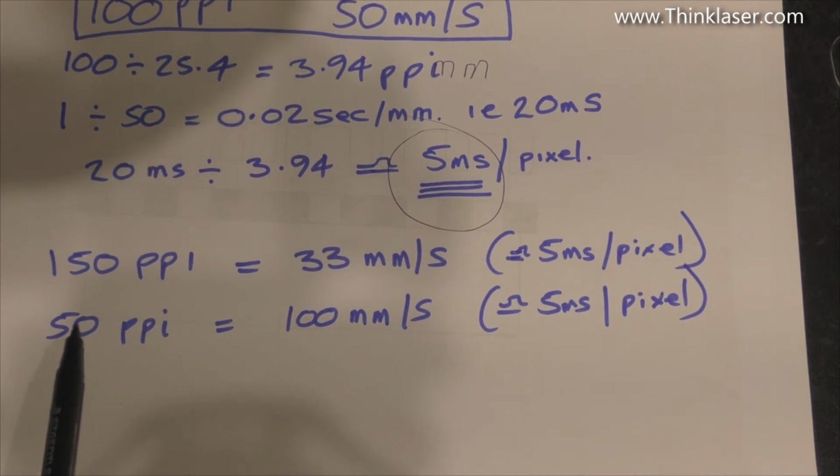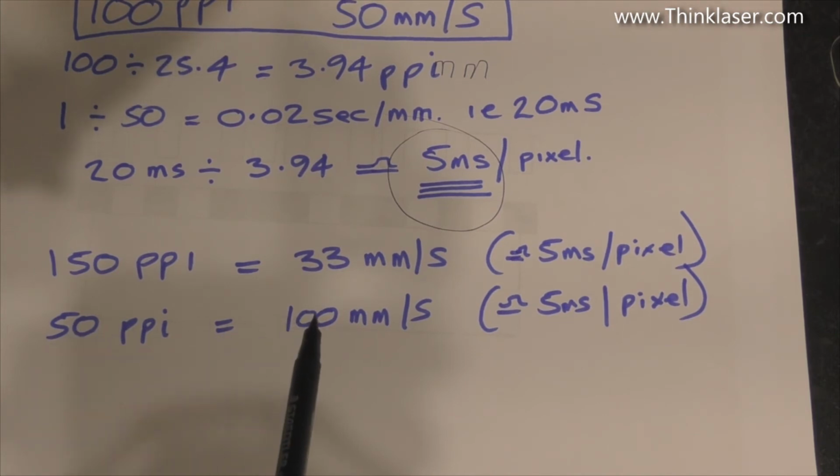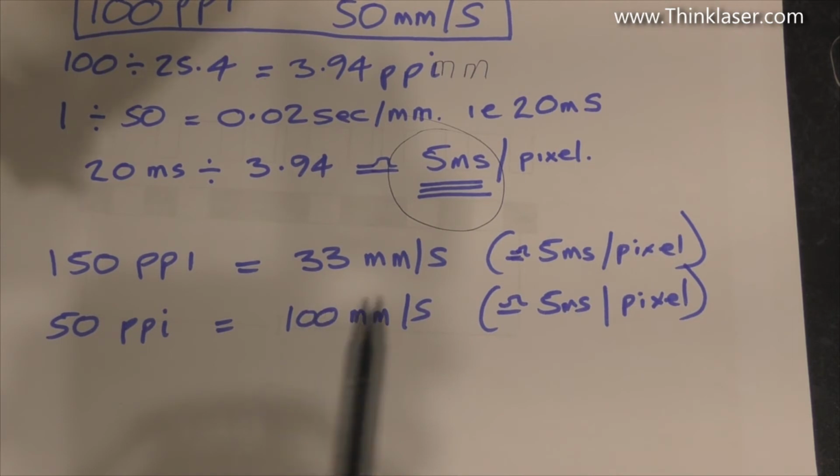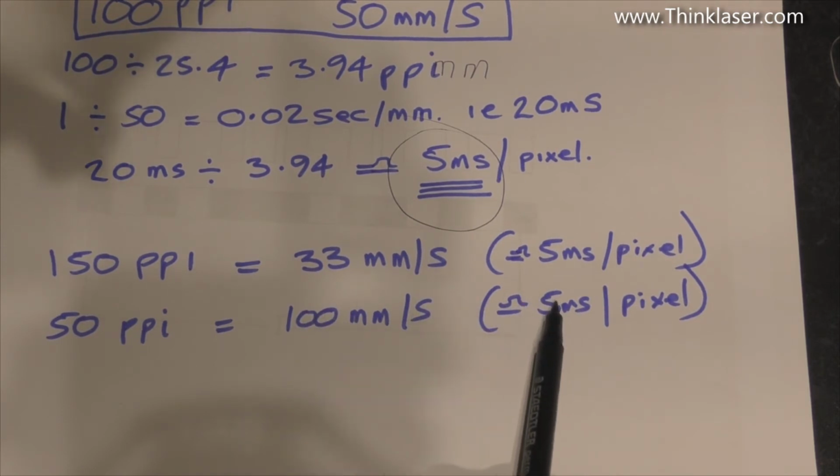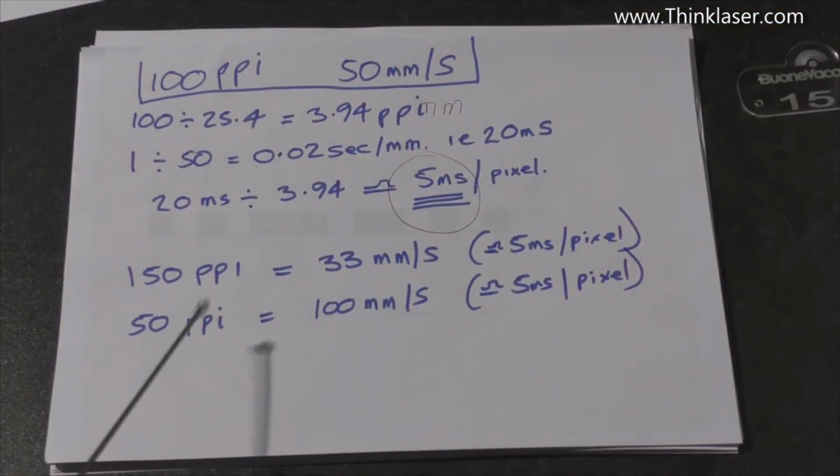Consequently, we could also do it the other way around. We could make the picture much, much coarser, down to 50 pixels per inch. And then we could push the speed up to 100 millimeters a second, which would still give us 5 milliseconds per pixel. What I'm going to do is to show you this information in a slightly different way.